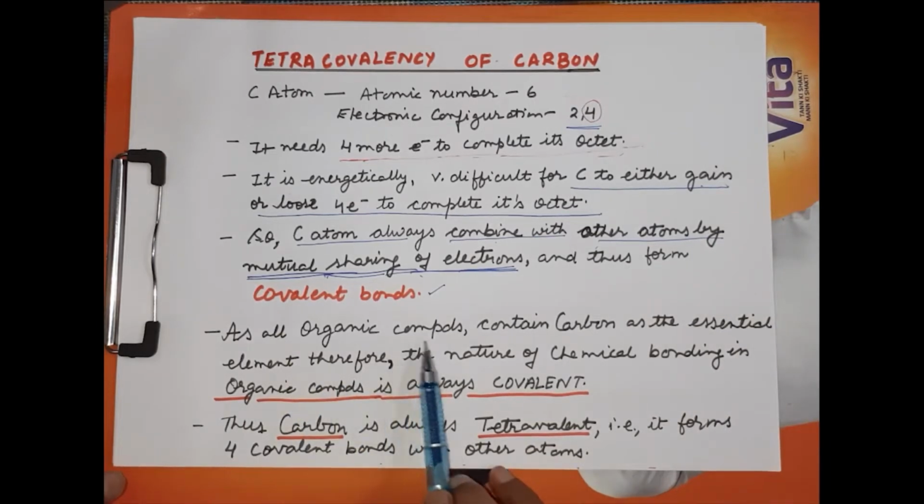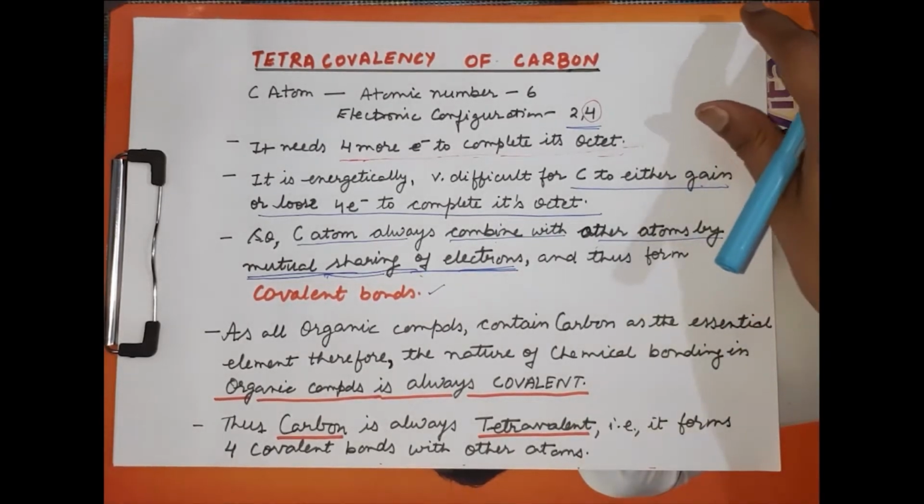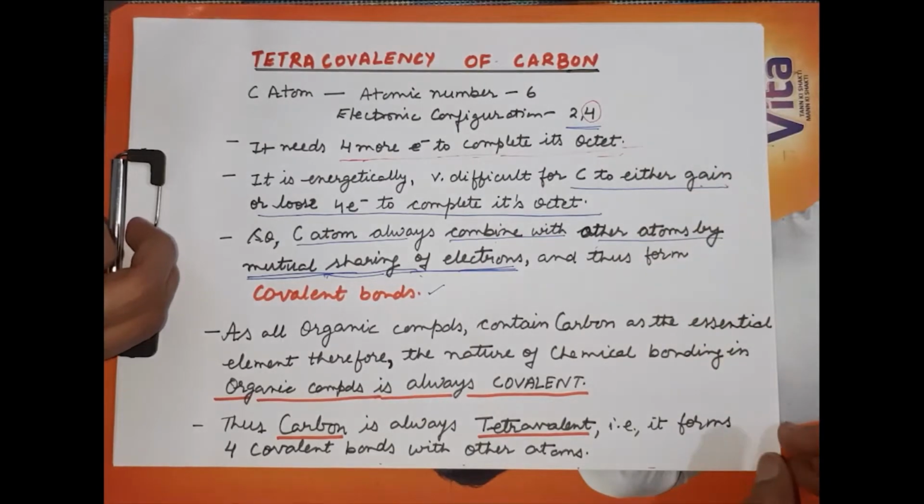So as all organic compounds contain carbon as the essential element, therefore the nature of chemical bonding in organic compounds is always covalent. So all the organic compounds are covalent in nature. Thus carbon is always tetravalent, that is, it forms 4 covalent bonds with the other atoms. So carbon is tetravalent.